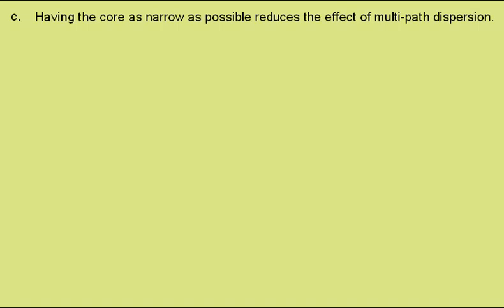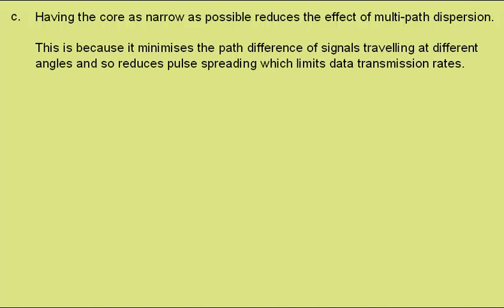In C, we need to state and explain why part B, the core of the fibre, is made as narrow as possible. Well, having the core as narrow as possible reduces the effect of multipath dispersion. This is because it minimises the path difference of signals travelling at different angles, and therefore reduces pulse spreading, which can limit data transmission rates.